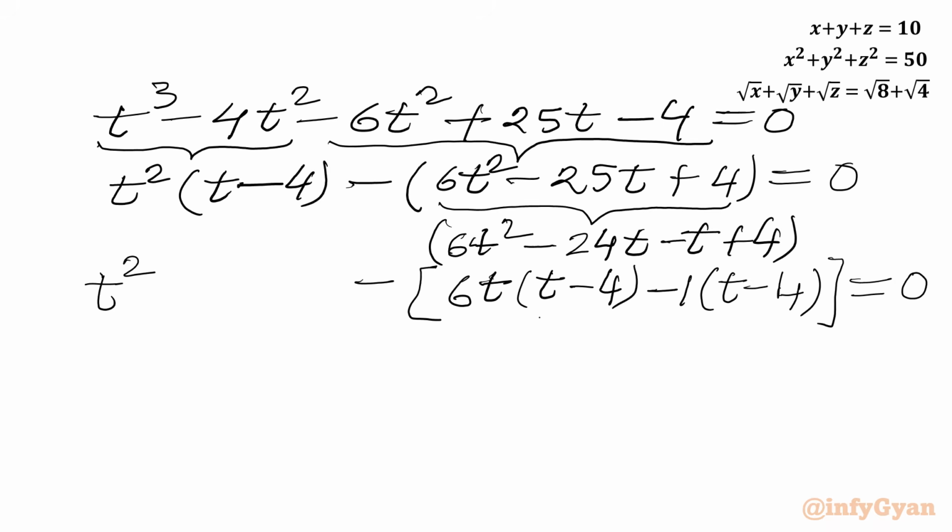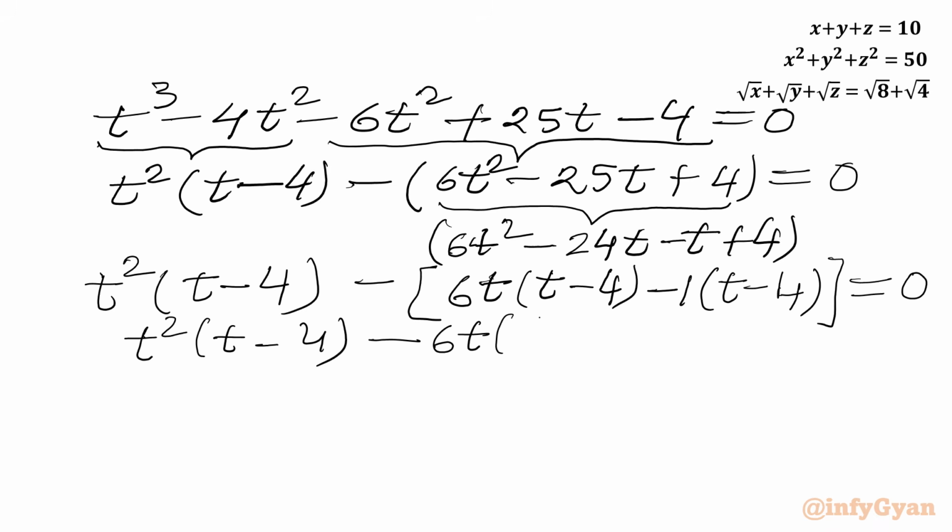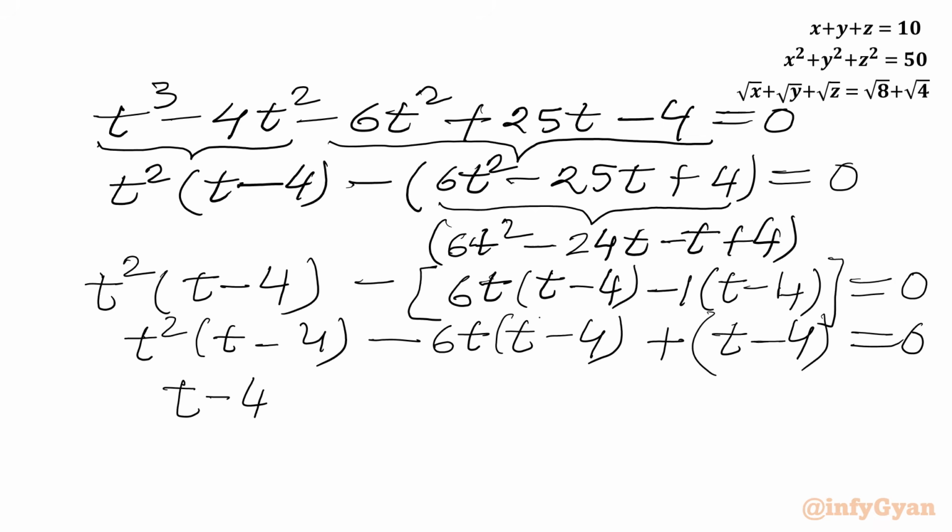This is in bracket because we have minus sign over here. Then here we can write t square times t minus 4. Now we will open this bracket and write t square times t minus 4 minus 6t times t minus 4 plus t minus 4 equal to 0. Now we will take t minus 4 overall common. So t minus 4 will be there. In the other bracket, we'll write t square minus 6t plus 1 equal to 0.